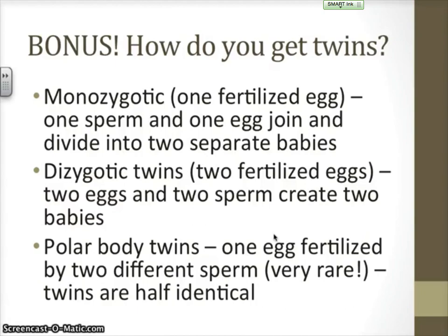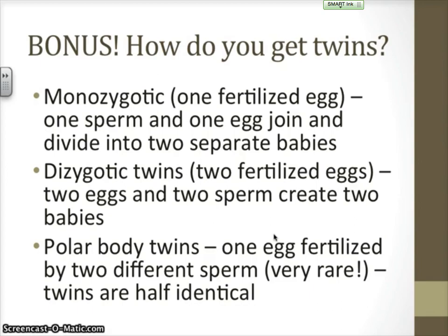There are 3 types of twins. One is called monozygotic. This means one, mono. Zygote is a fertilized egg. So it's one fertilized egg. When one sperm and one egg join together and they divide into 2 unique babies. These are what form identical twins. Dizygotic twins are when there are 2 eggs that are released and 2 separate sperm fertilize those eggs. This creates 2 babies, and these are fraternal twins. These do not look alike, and they could even be different genders.